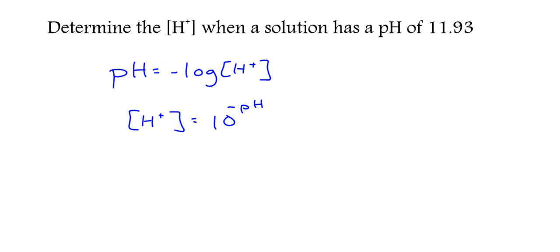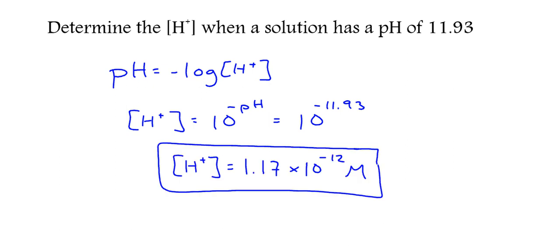The biggest thing is that most people forget to do the negative pH, and they just do it of pH. So that will simply be 10 to the negative 11.93. So the concentration of H plus, or hydronium ion, would be 1.17 times 10 to the negative 12th.